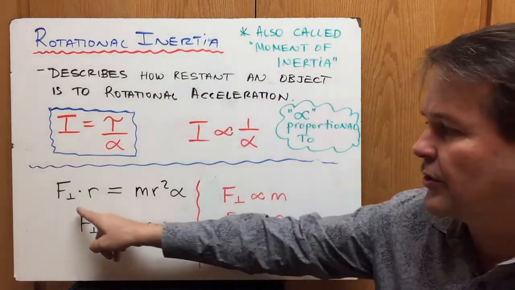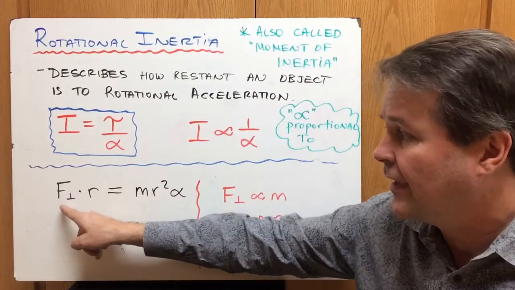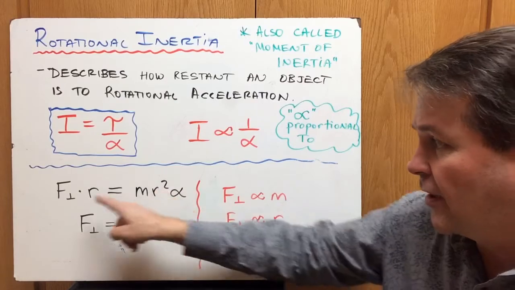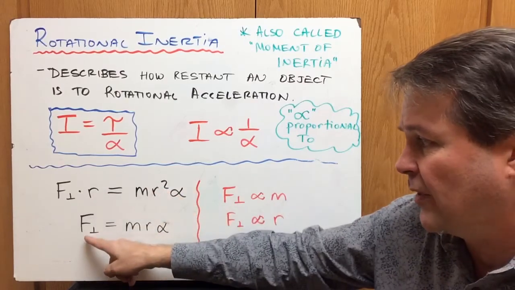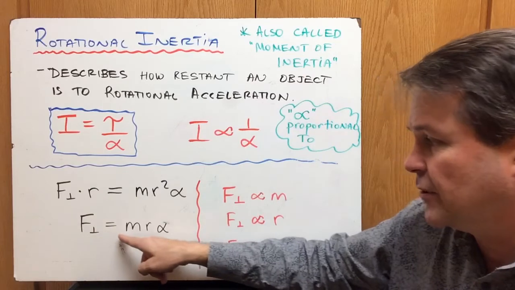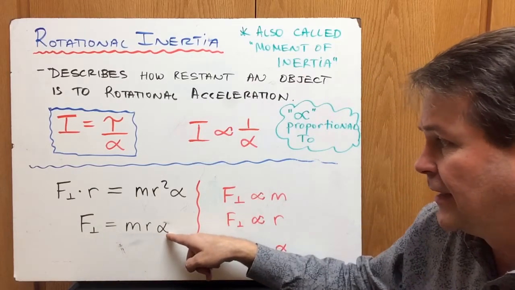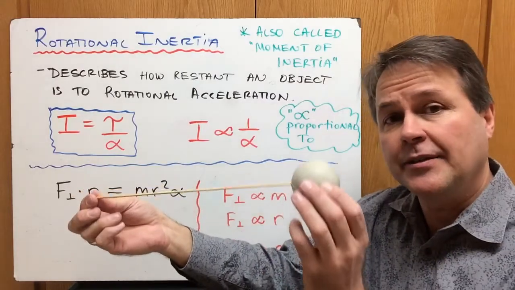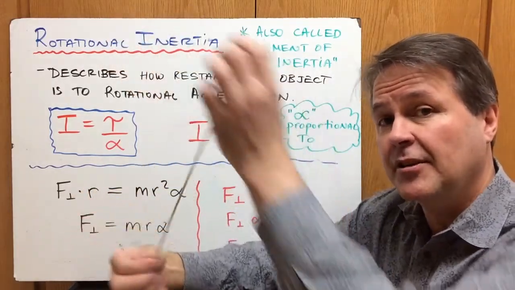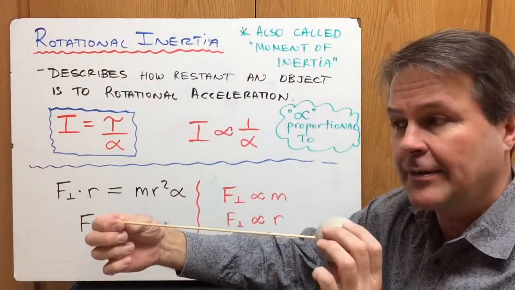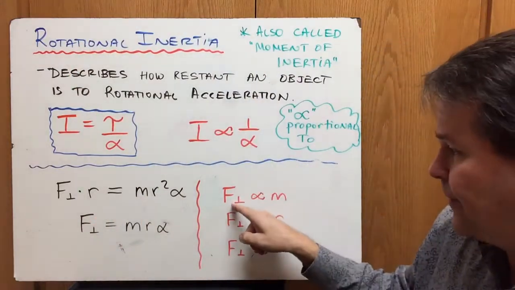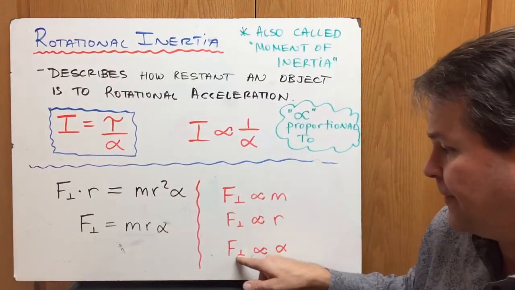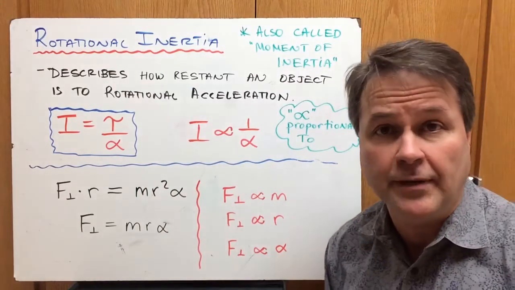Now, if we backtrack and go to the equation that I wrote previously, F times r is equal to mr squared alpha, and if we cancel one of the r's, I end up with the perpendicular force is equal to the product of mr alpha. So I want to point out the fact that the force that you apply to this object that causes it to accelerate with a rotational acceleration, that force depends on mass, that force depends on the radius, and that force depends on the magnitude of the acceleration.